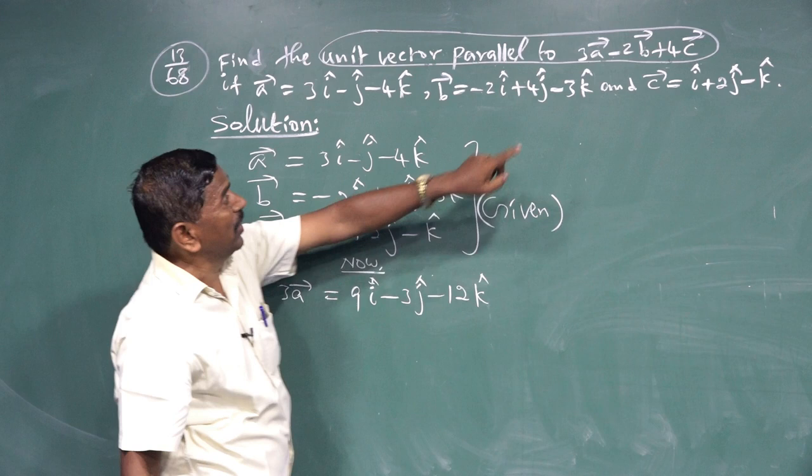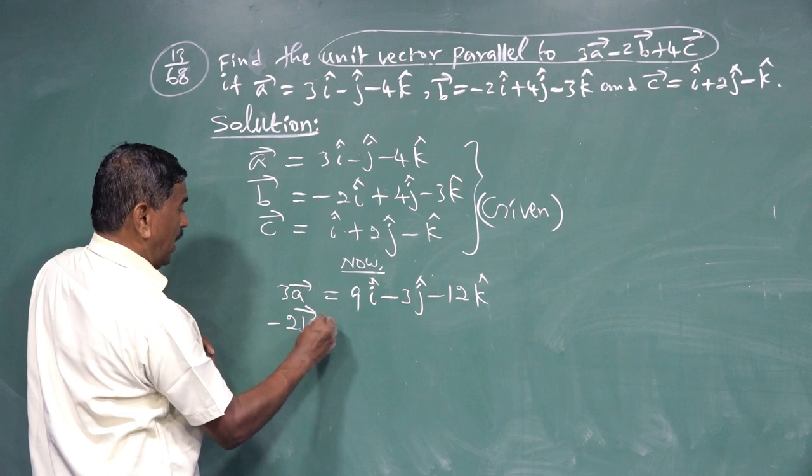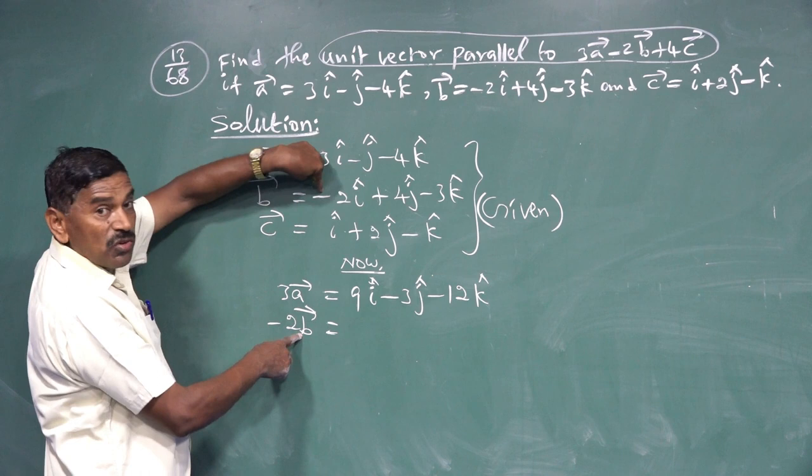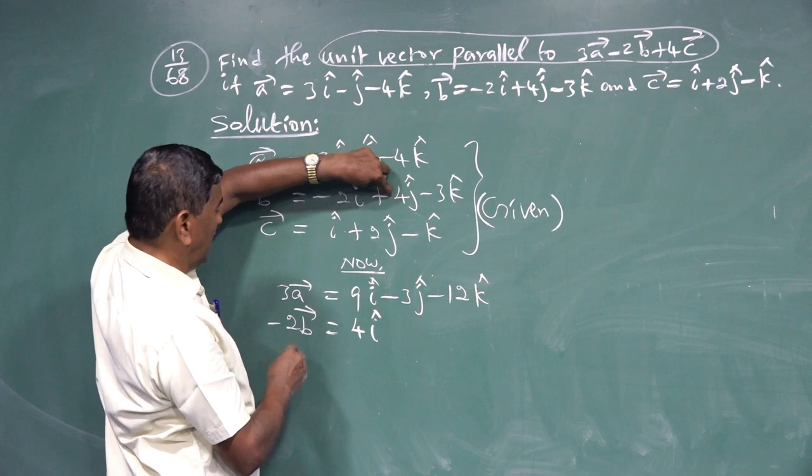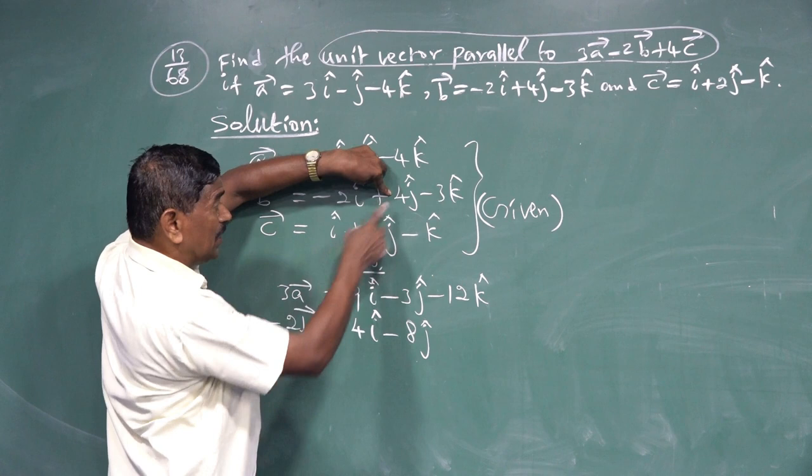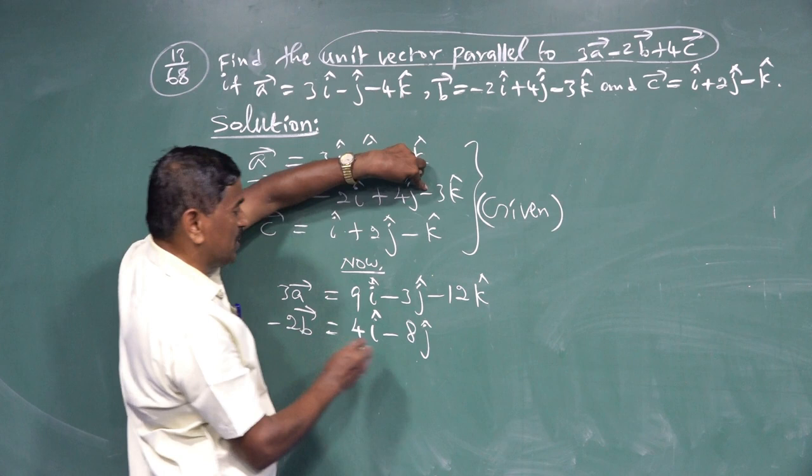Yes, minus 2b vector. Listen. Minus 2b vector is equal to, that is second table. What is your answer? Yes, minus into minus plus 4 i cap. Next, 2 fours are 8, so minus 8 j cap, because minus into plus is minus. Next, second table, minus into minus plus, 2 threes are 6, so plus 6 k cap.